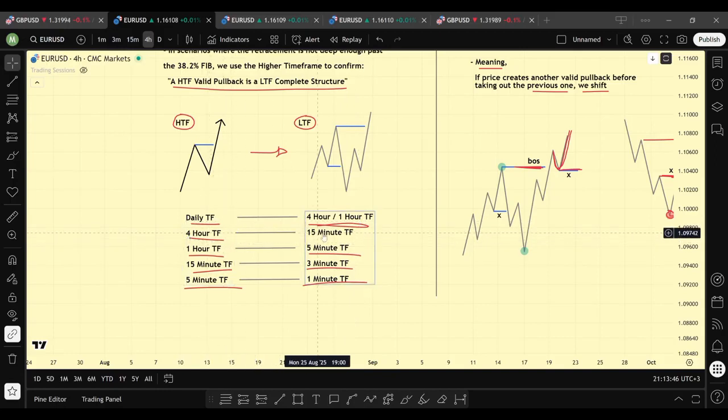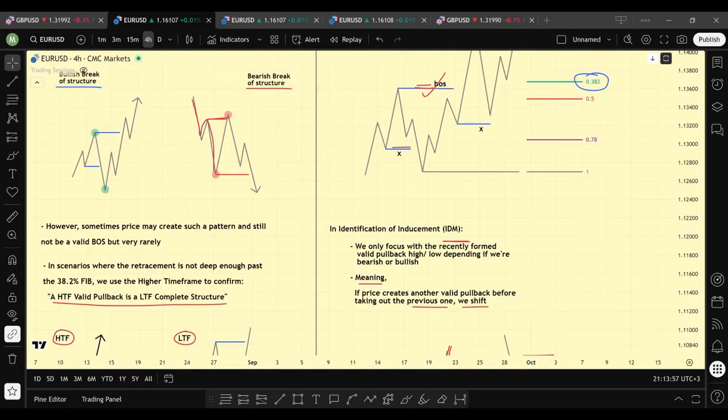The 4 hour will be using the 15 minutes. The 5 minutes will be using the 1, the 15, the 3, the 1. Alright, we are on the 4 hour, so this means our higher time frame will be the daily.